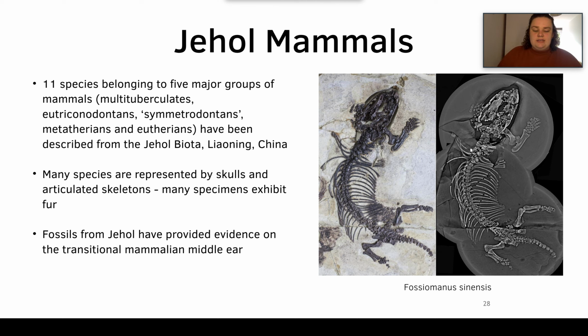So, as you can see in this picture, quite a lot of the specimens are fully articulated, and we have some examples of fur being found in J-Hole fossils. And fossils from J-Hole have provided evidence on the transitional mammalian middle ear. So, as I've said, the jaw bones have moved into the middle ear, and J-Hole mammals have shown kind of like the intermediary placement of these bones after the movement from the jaw.